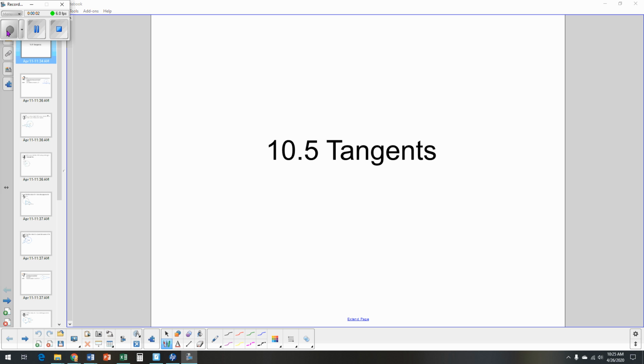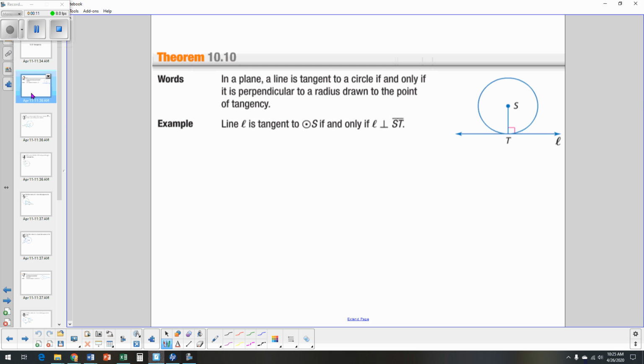This lesson is section 10.5, tangents. If you recall, a tangent is a line that touches the circle exactly once. So the first thing we're going to talk about: in a plane, a line is tangent to a circle if and only if it's perpendicular to a radius drawn to the point of tangency. So every single tangent line at the point of tangency will make a right angle with the radius.